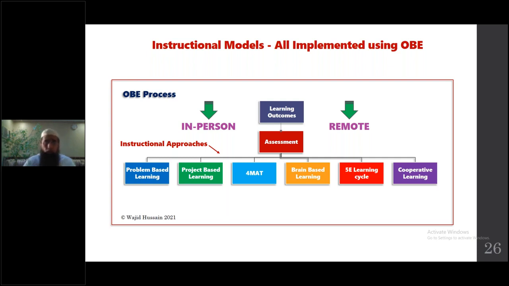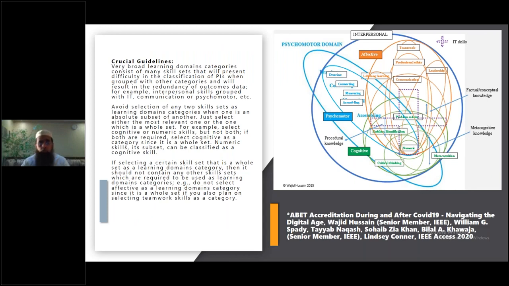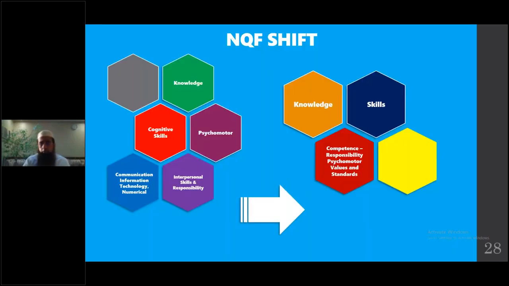So, let's come back to learning domains. We had a problem which I'm going to show here without taking names. A country had selected, as you see on the left-hand side, some of these domains, and then after several years they shifted to the knowledge, skills and competence domains, which is the European Union model.